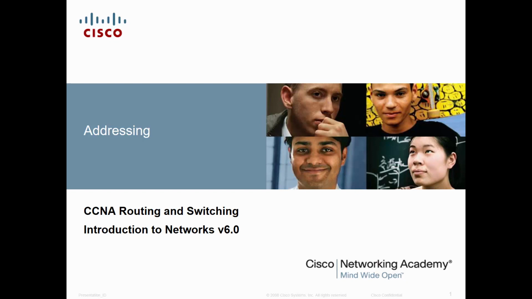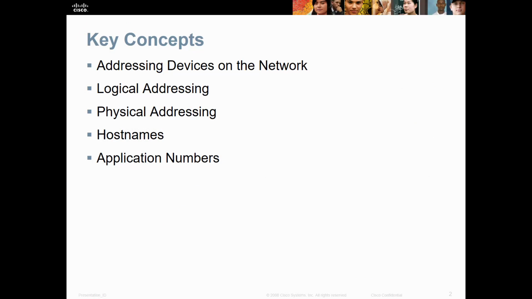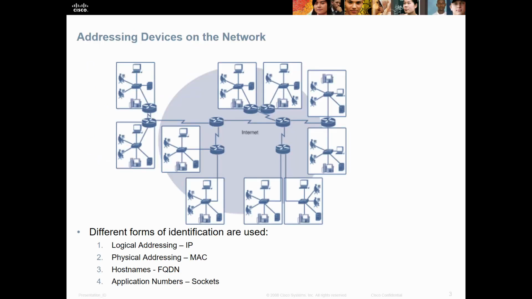Let's go ahead and take a look at the key points that I'll be covering in this presentation. We'll start first by discussing why addressing, why do we need addressing in the network, and then we'll talk about different types of addressing that we're going to encounter throughout our course, starting with logical addressing, then we'll talk about physical addressing, host names, and then we'll finish the presentation by discussing application numbers. So let's go ahead and start with the need for addressing in the network.